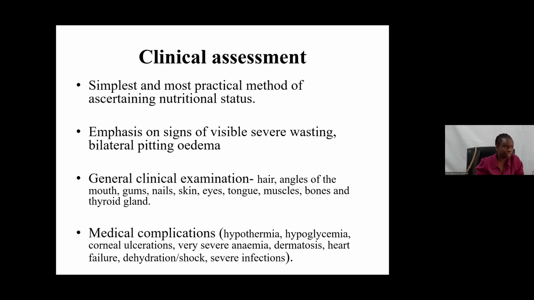Not all of them will have all the deficiencies, but at least look for them for every child that you see. Be on the lookout for medical complications that occur with malnutrition: hypothermia, hypoglycemia, ulcerations in the cornea, severe anemia, dermatosis, signs of heart failure. So all these things, you have to be on the lookout for them. Next.